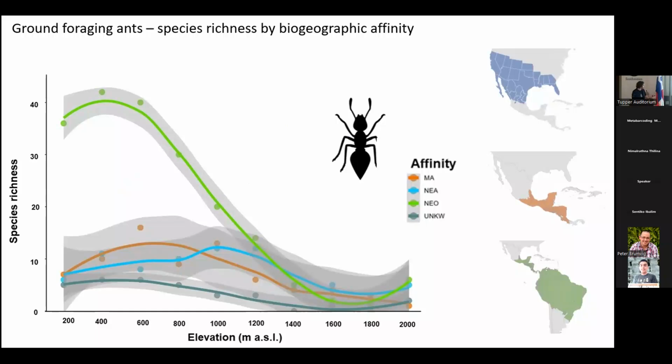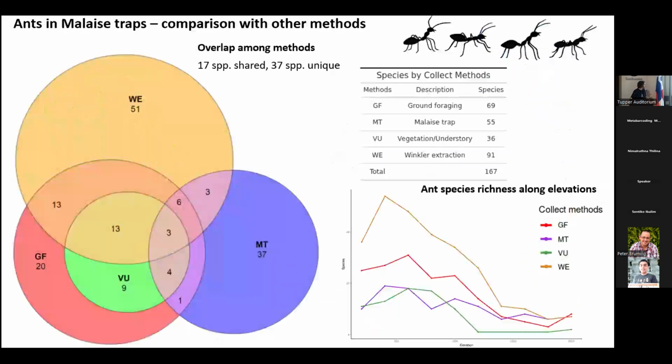So we see that the species with Nearctic and Mesoamerican affinities are distributed along most of the gradient, and what is changing is the portion of the species of neotropical origin or affinity. And here we go into the last part of the study.